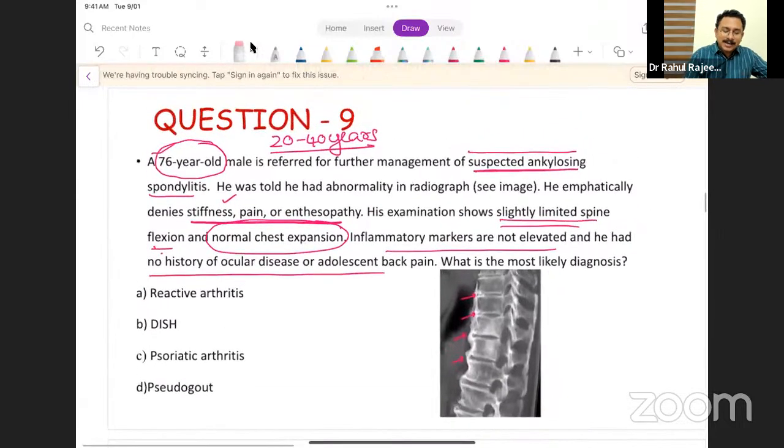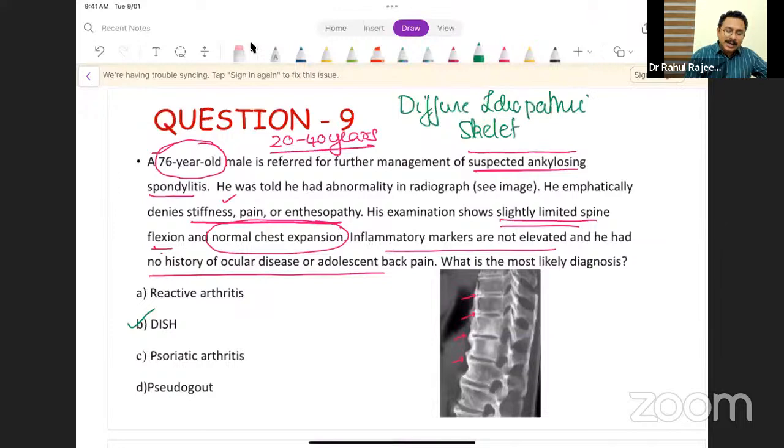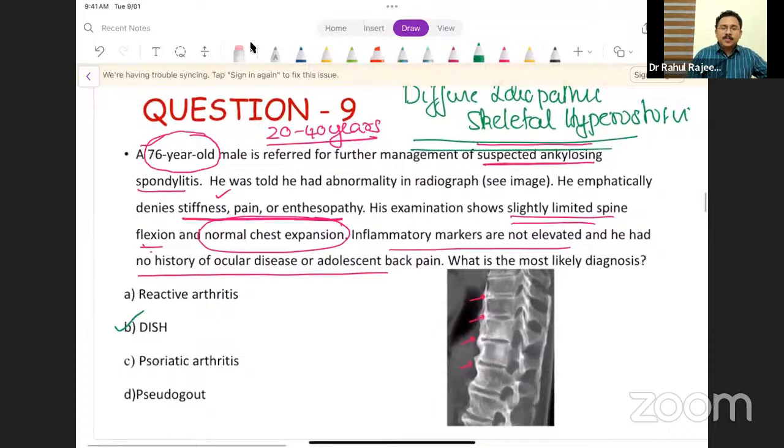This happens in a condition known as diffuse idiopathic skeletal hyperostosis, or DISH. So this is actually a feature of DISH, diffuse idiopathic skeletal hyperostosis. So DISH is the answer here.